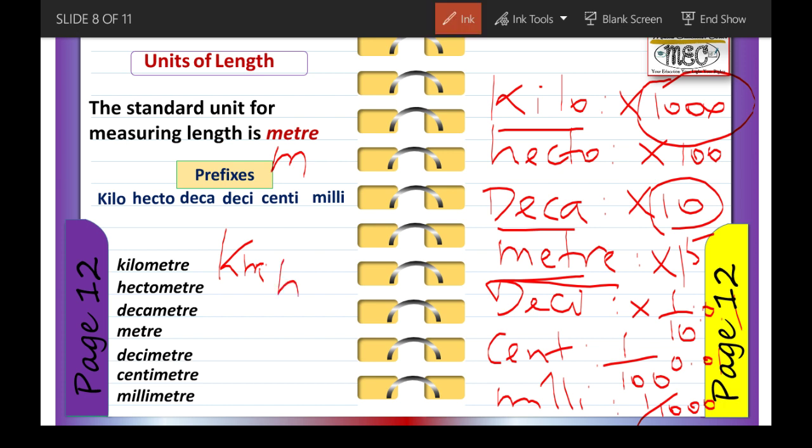Hectometers is denoted by HM. Decameters is denoted by DAM. Meters is denoted by M. Decimeters are denoted by DM. You have to differentiate them from decameters. For decameters, it is DAM, and decimeters is DM. Centimeters is CM, and then millimeters is double M. We will be using these symbols when we will be drawing the conversion table or for the further learning.